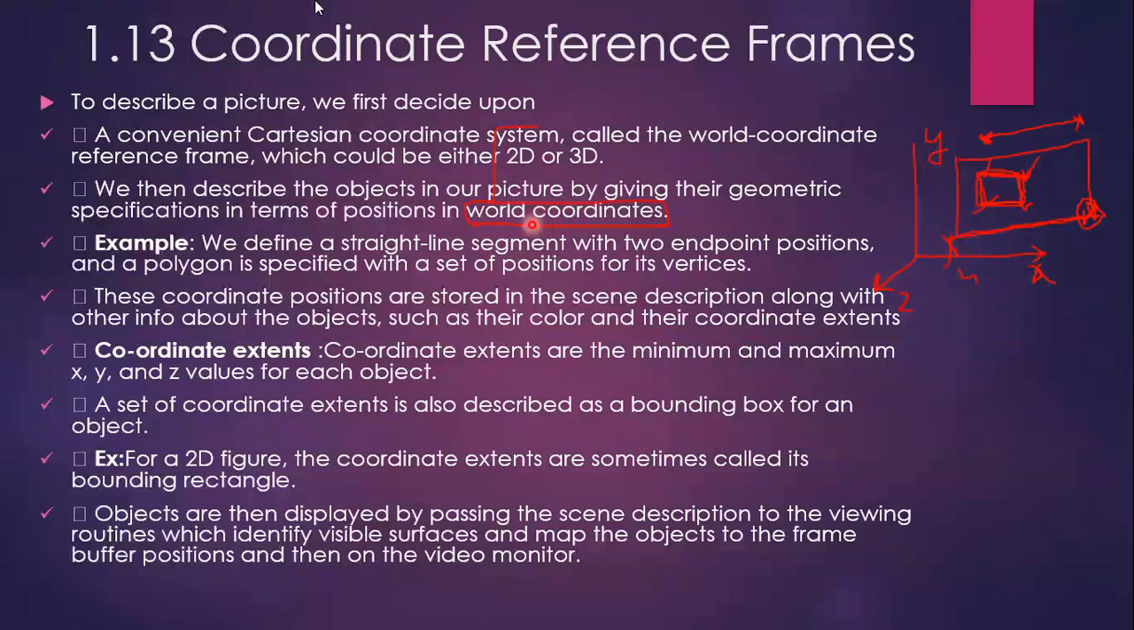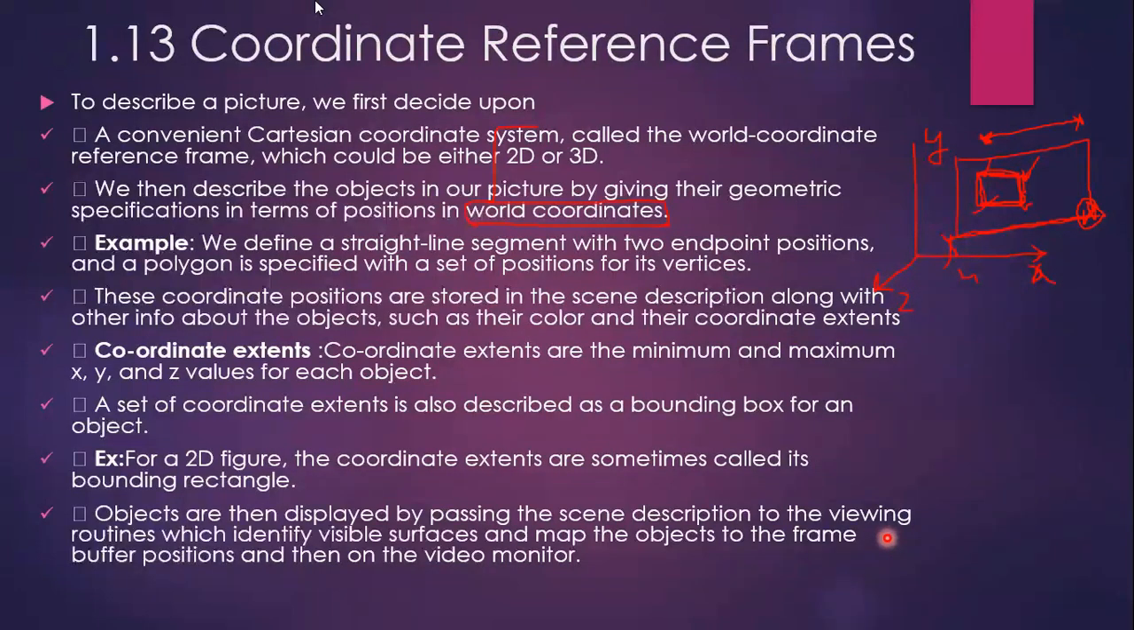Okay, all the world coordinates will be going through certain viewing routines. World coordinates will be converted to viewing coordinates, then to projection coordinates, then to normalized coordinates, and finally they will become device coordinates. If you have device coordinates, then you can render or project any image on the screen. Until then you cannot display any of the objects on the screen.